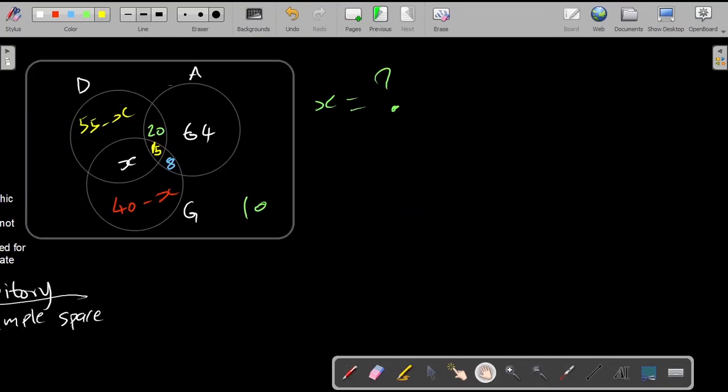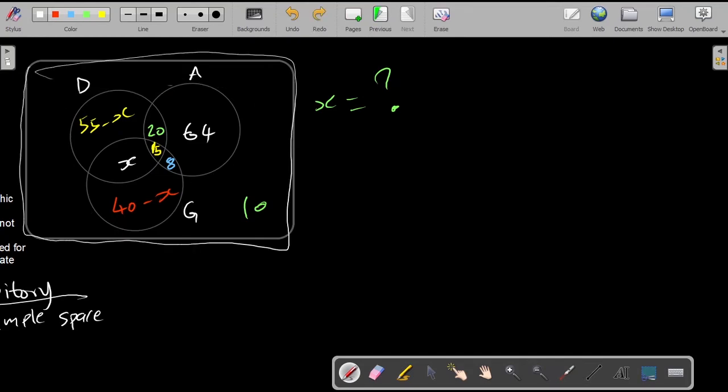So now the question is, how do we find that X? All that you have to do is sum everything up and it has to add up to 200. So everything in the sample space has to add up to 200. And you can either focus on the three circles and sum them up to 190, or you can focus on everything in the sample space, and the sum of that should be 200, right?